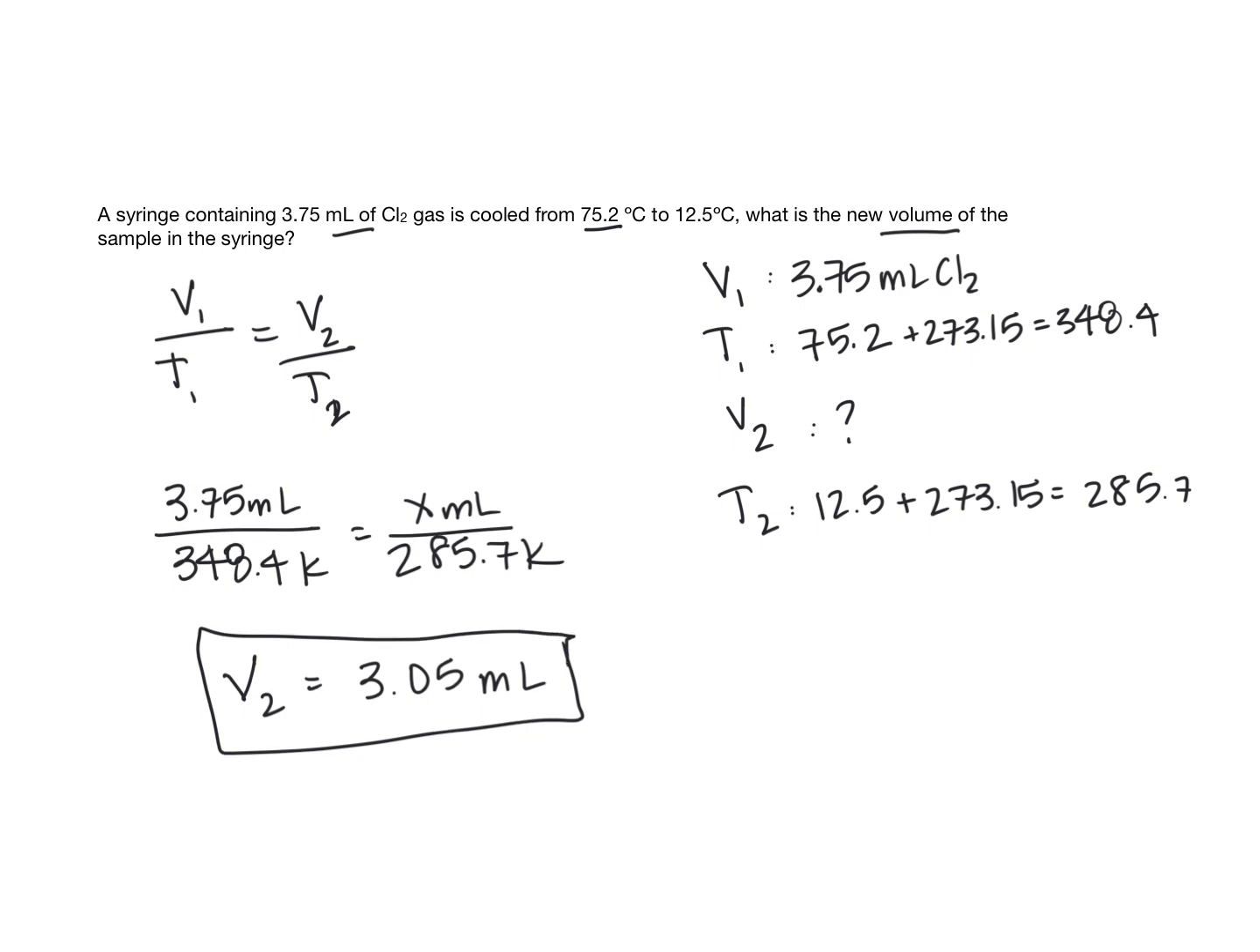So if you were to do this without converting, you will not get the correct answer. That's because this calculation uses PV equals nRT. And so to do that, you need to make sure that you are utilizing the R value, and that requires your temperature to be in Kelvin.